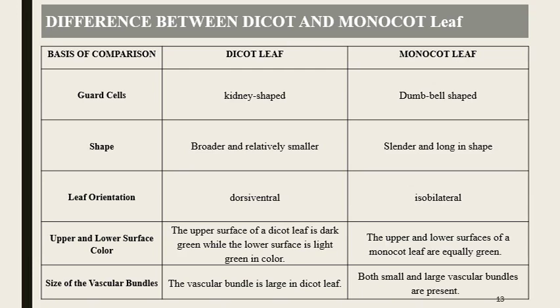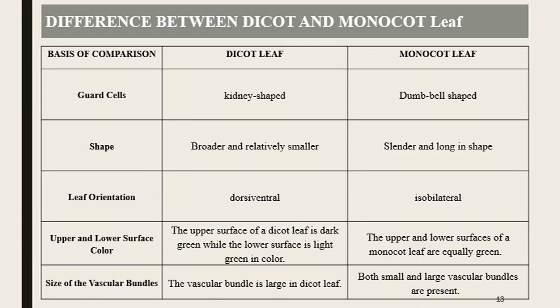Next is shape. The shape of a dicot plant leaf is broader and relatively smaller. But a monocot plant leaf is slender and long in shape. Leaf orientation of a dicot leaf is dorsiventral, while a monocot leaf is isobilateral. Next is upper and lower surface color. The upper surface of the dicot leaf is dark green, while the lower surface is light green in color. In a monocot leaf, the upper and lower surfaces are equally green.